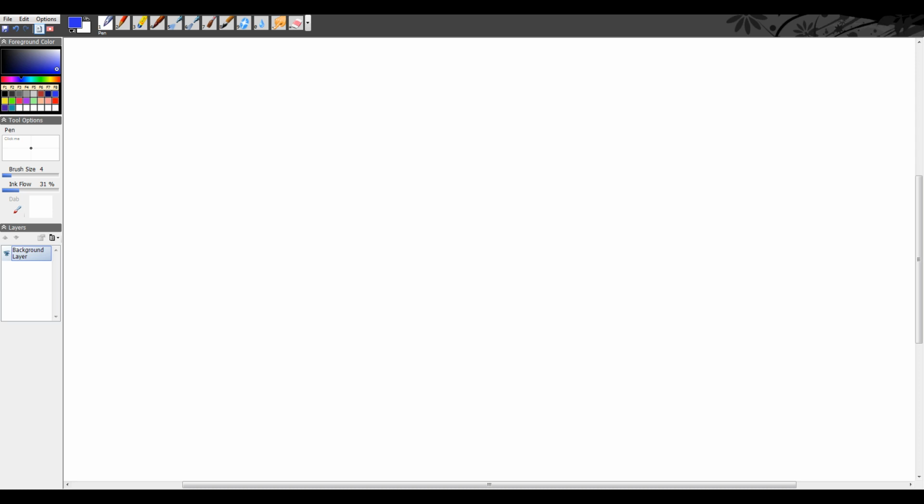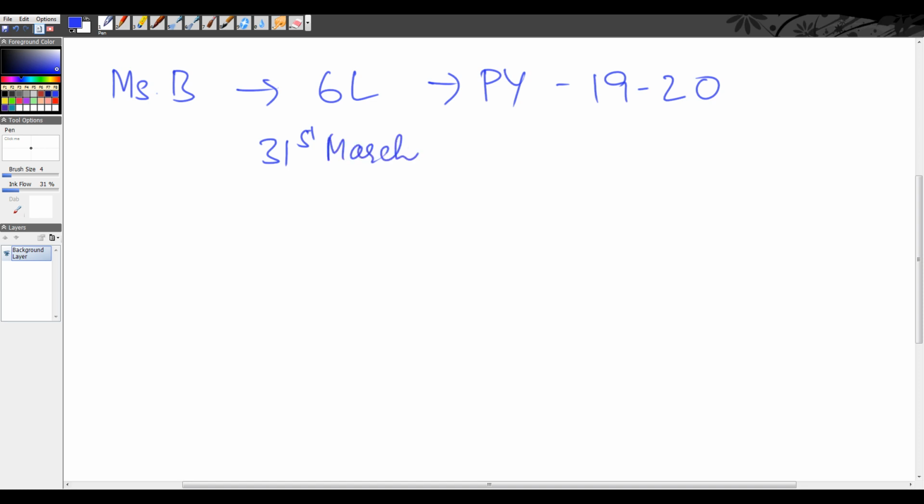Let us say Miss B has earned an income of 6 lakhs in the previous year 1920. Previous year starts as and when they start to earn the income, but it ends on 31st of March. In this case, 31st of March 2020. So let's assume that she has started earning from 1st of April 2019 to 31st of March 2020. Miss B has earned an income of rupees 6 lakhs in the previous year 1920.